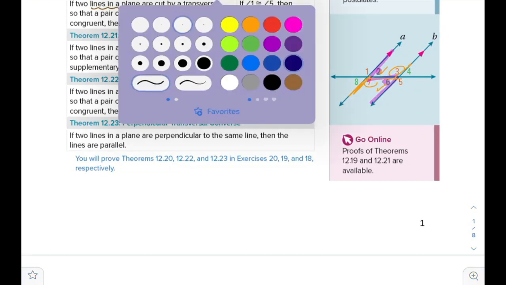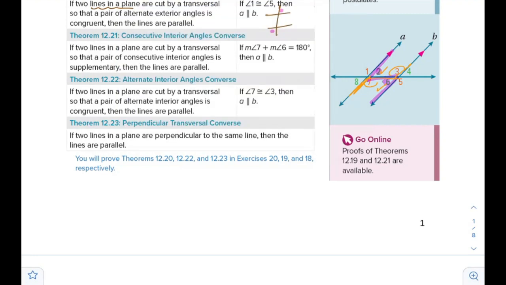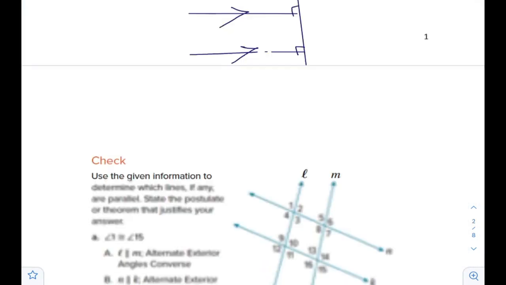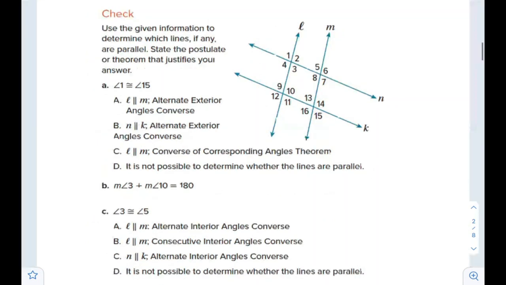And here, it's easy, as you have noticed. If two lines in a plane are perpendicular to the same line, so this line and this line are both perpendicular to the same line, the only conclusion we can say is that this line is parallel to that. So the lines are parallel. Common sense. Let's check our understanding.